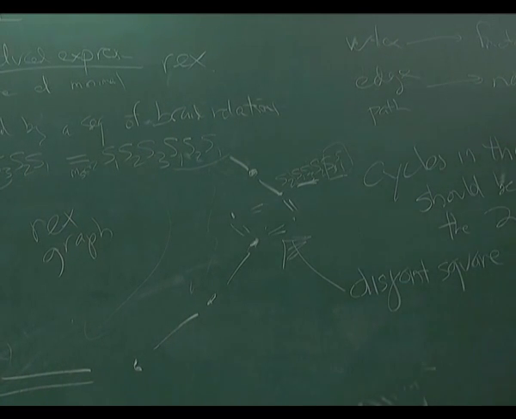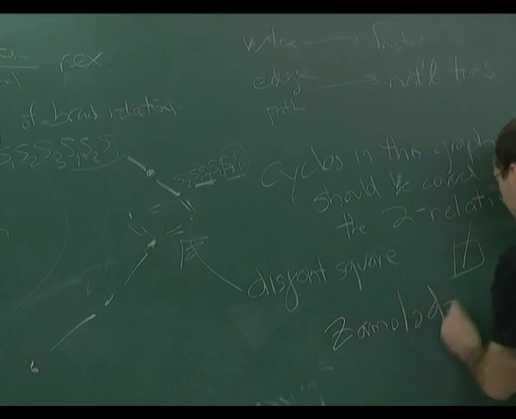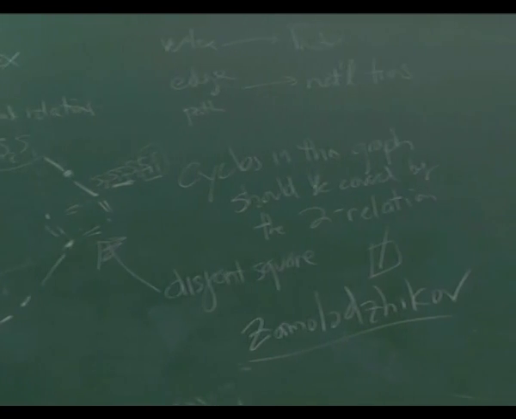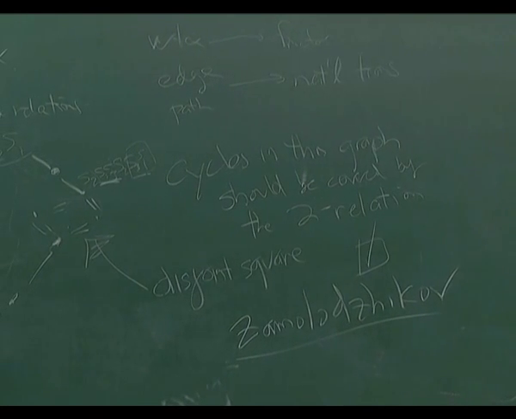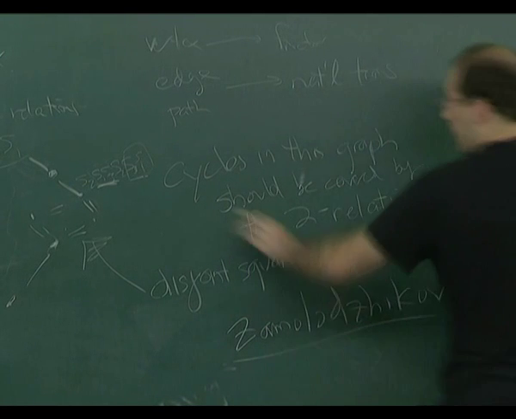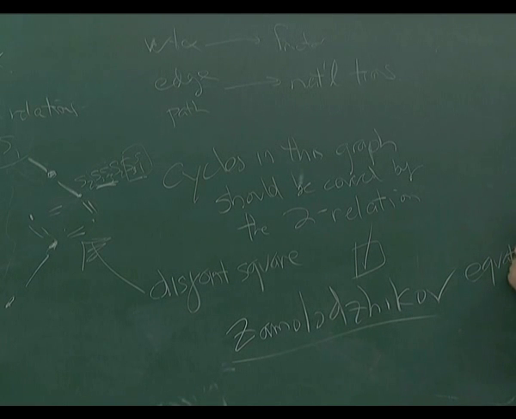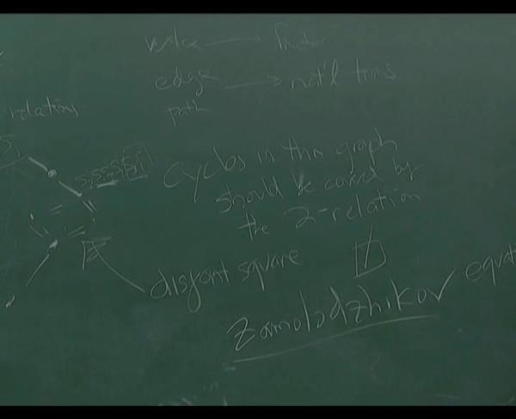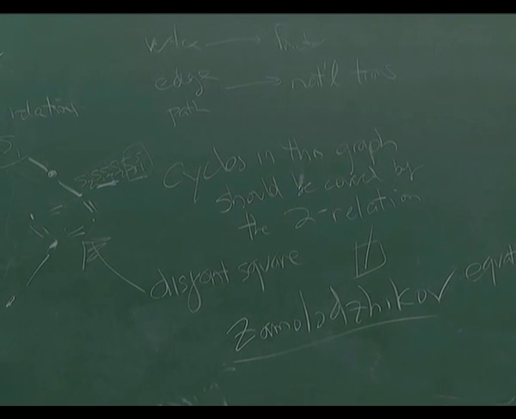has a name in math. It's already showed up in places. It's called the Zamolodchikov equation. If you remember how to write that, then you're better than me. I think I got it right. So this is called the Zamolodchikov equation, and this is for this specific example. Okay? And the Zamolodchikov equation is this three-cell that we need to glue in. Okay, this is one of our two relations. Okay. Cool.